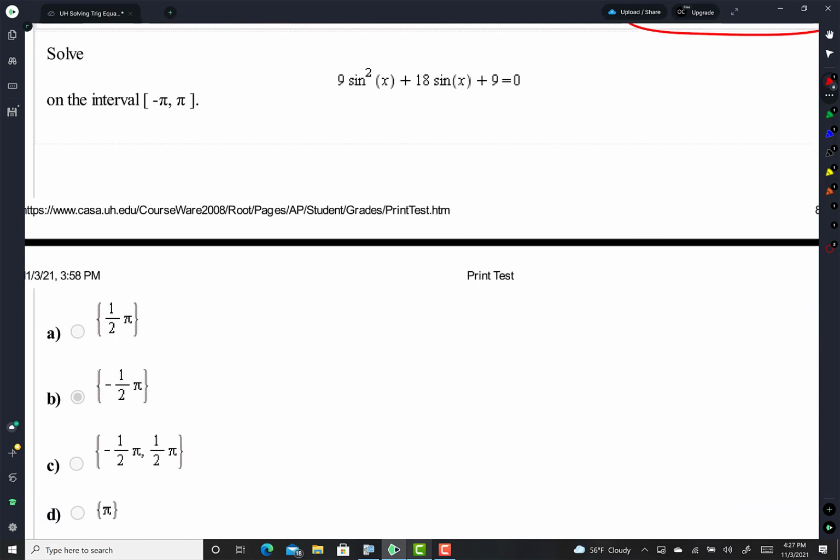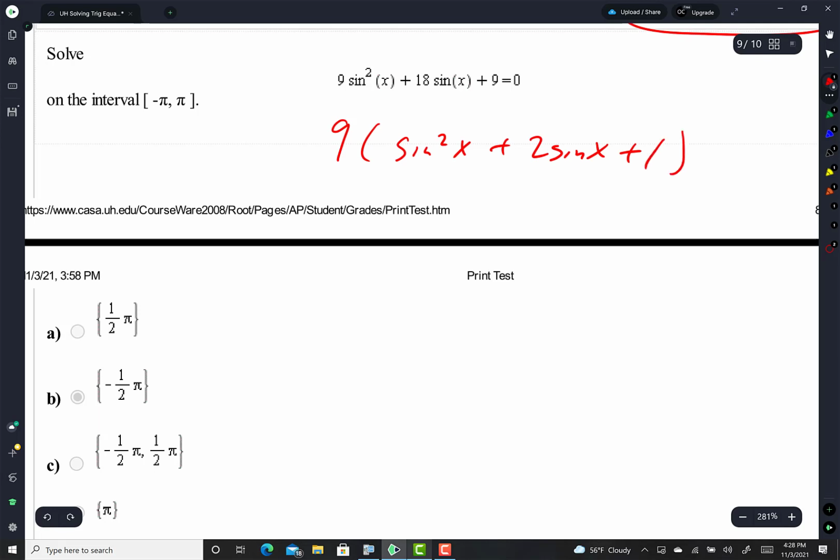All right, this one here, factor out of 9. Sine squared x plus 2 sine x plus 1 equals 0.